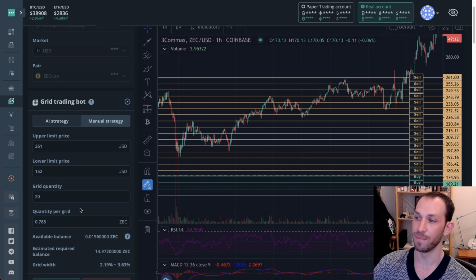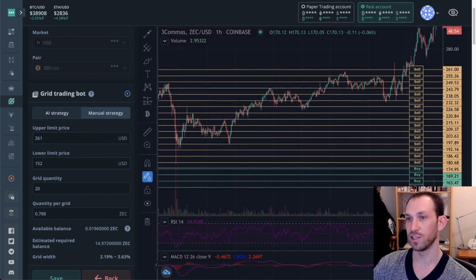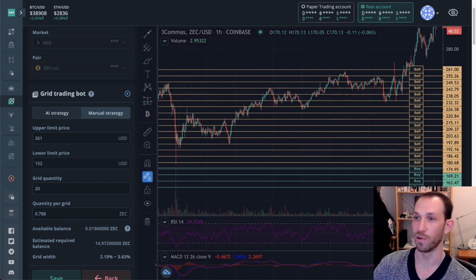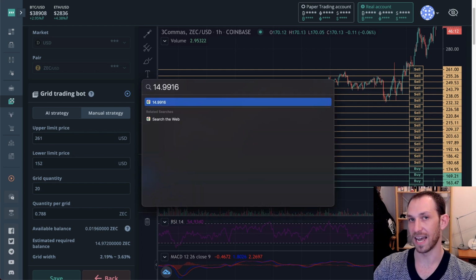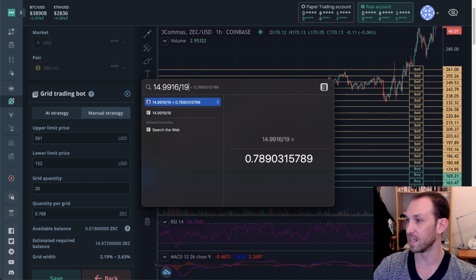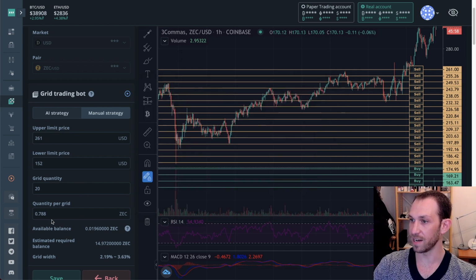This is how many of the coin will be bought or sold at each grid point. If you want to use the full or almost full amount of coins that were in your DCA deal, then take the number of total coin and divide it by your grid quantity minus 1. So I had 14.9916 Zcash in my DCA deal, and my grid quantity is 20. So I'll divide that by the grid quantity minus 1. So divide by 19, and that gives us 0.789. And you'll see here that my quantity per grid is 0.788.